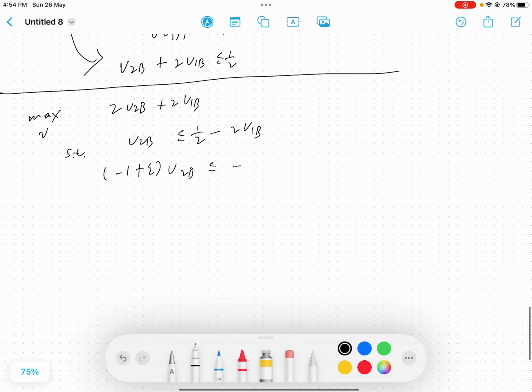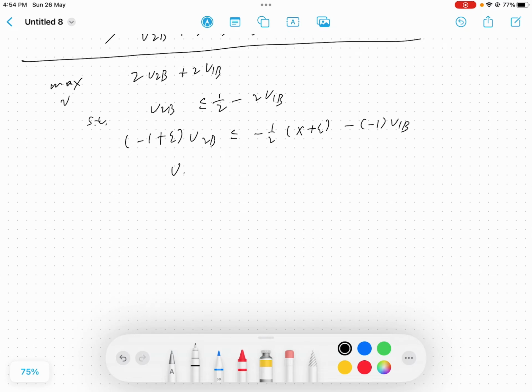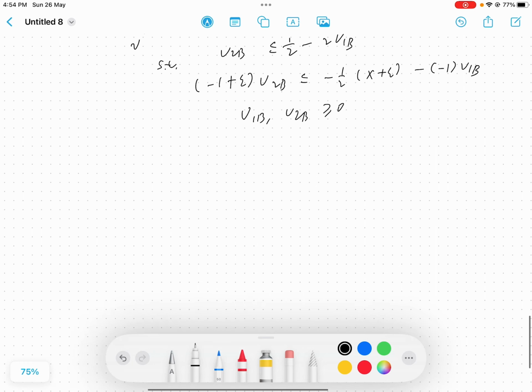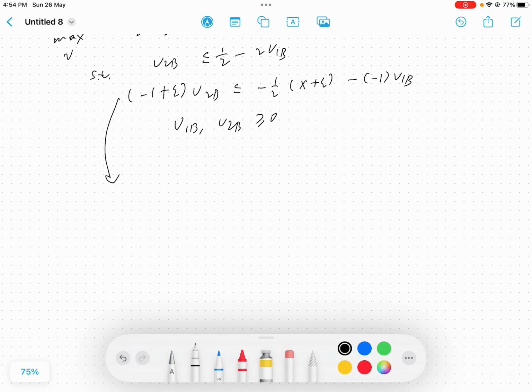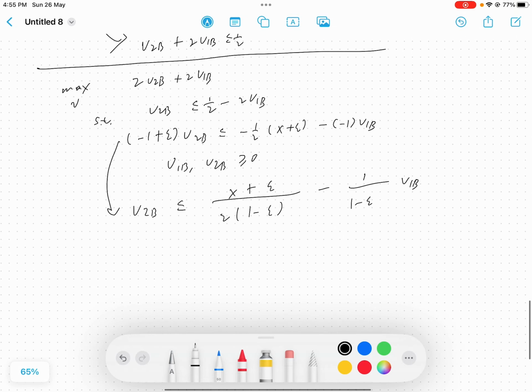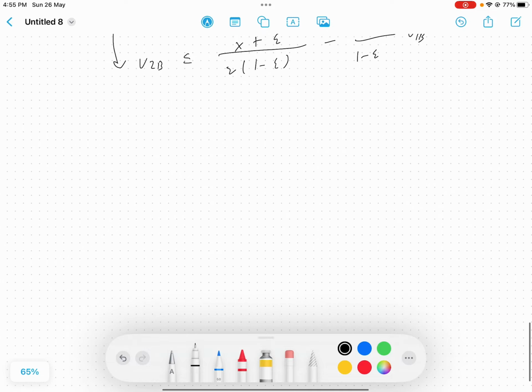Okay, so we can rearrange those terms and they become this, okay? And of course, v1b, v2b are non-negative numbers. And from here, we can just divide the coefficient of v2b to the other side. So v2b is less than or equal to, because we are dividing by a negative number, the inequality sign has to be reversed. So this is x plus epsilon over 2 times 1 minus epsilon, minus 1 over 1 minus epsilon v1b, okay? So now we are pretty close to the final result, the graph part. I think we're good to go and start to plot those pictures and solve this new programming problem. Okay.